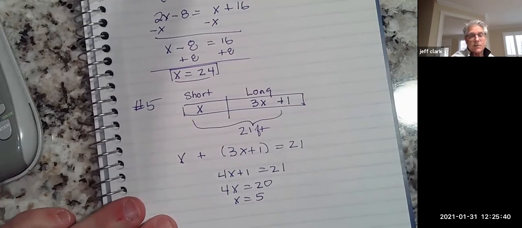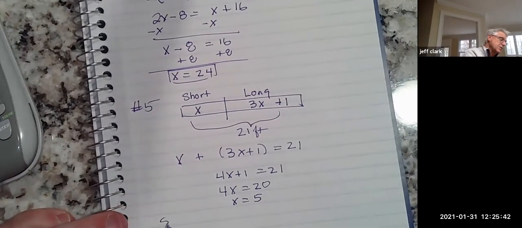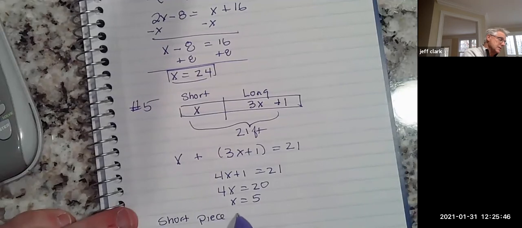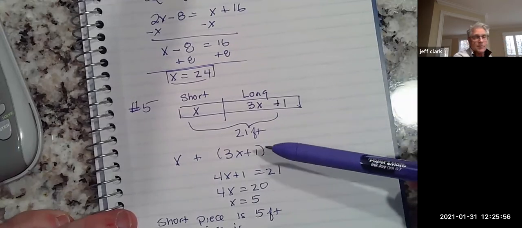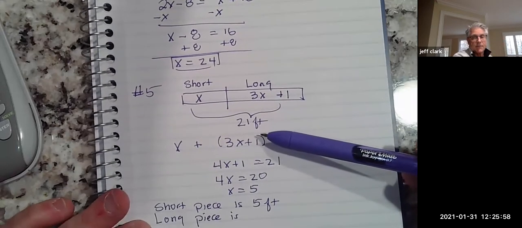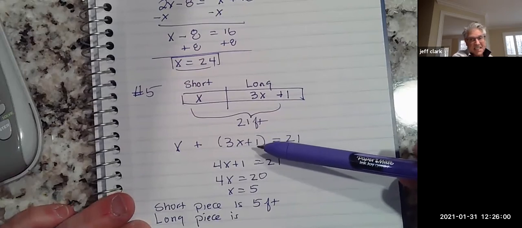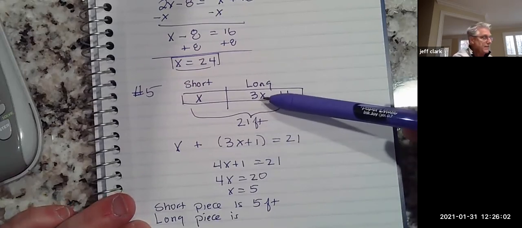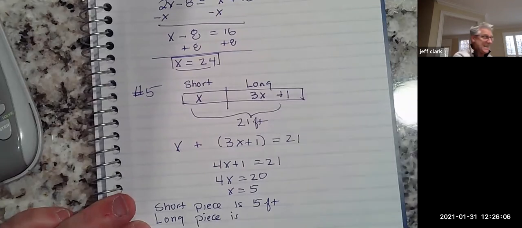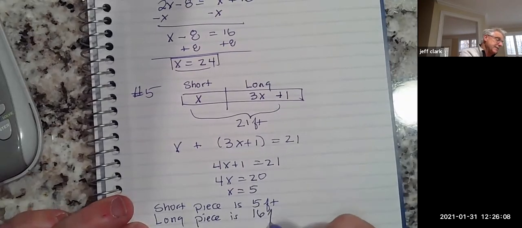So it asks you what's the length of both pieces. You'd say the short piece is 5 feet. And the longer piece is, well, it's got to make up 21. So it's the leftover between 5 and 21, 16. Or you can put in 5 right here: 3 times 5 is 15 plus 1 is 16. So 16 feet.